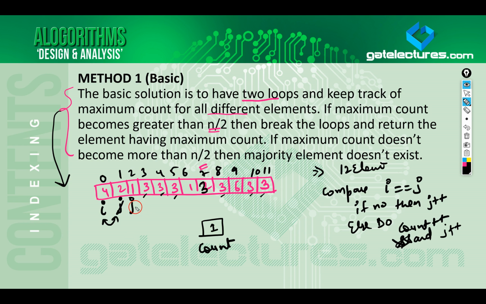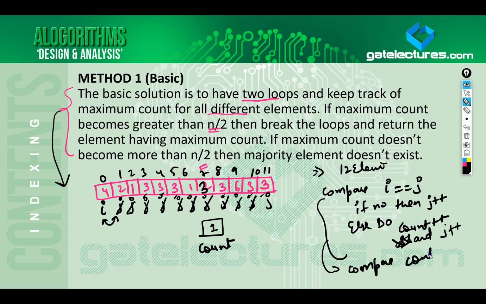So 1 and 4 are not equal, 4 and 3 are not equal, 3 and 4 are not equal, and so on, none of them are equal. Therefore 4 is appearing only one time, and after the end of this loop we are going to compare count with n by 2. If count is greater than n by 2, then we can say it is a majority element. Next, increment the value of i.